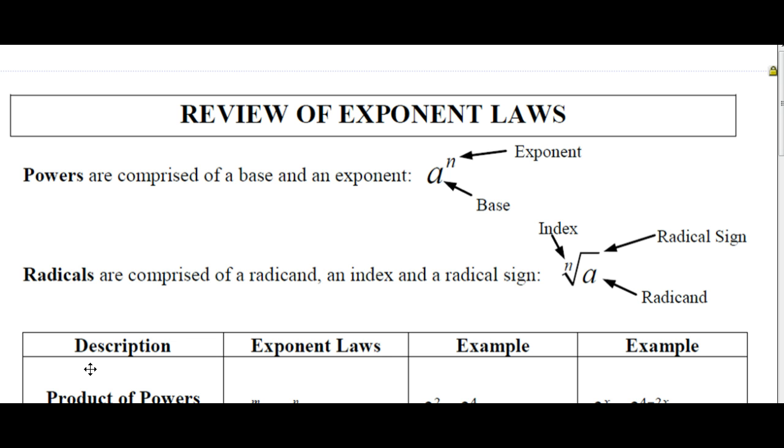Radicals are comprised of a radicand, an index, and a radical sign. So this is the radical sign, usually a square root if there's nothing written in here. If it's another root, like a cube root or fourth root, you'll see a number that's called the index. So no index means the square root. And the radicand, which is the thing that you are taking the root of, goes under the radical sign.